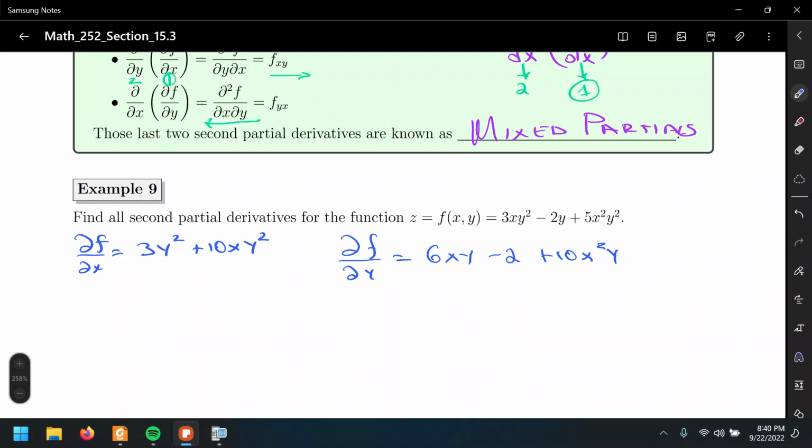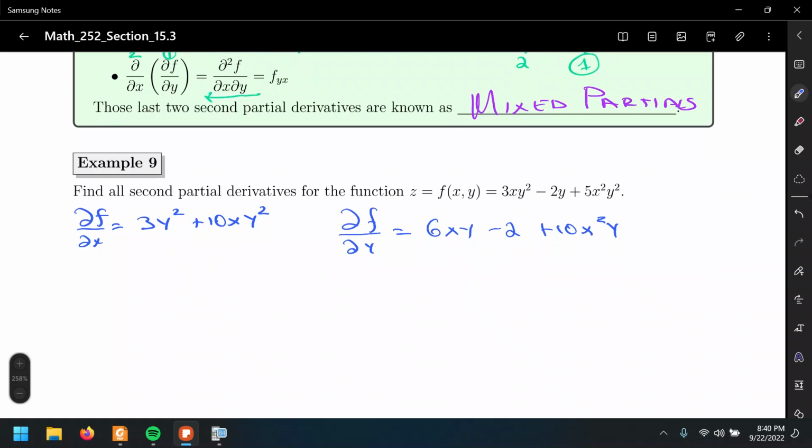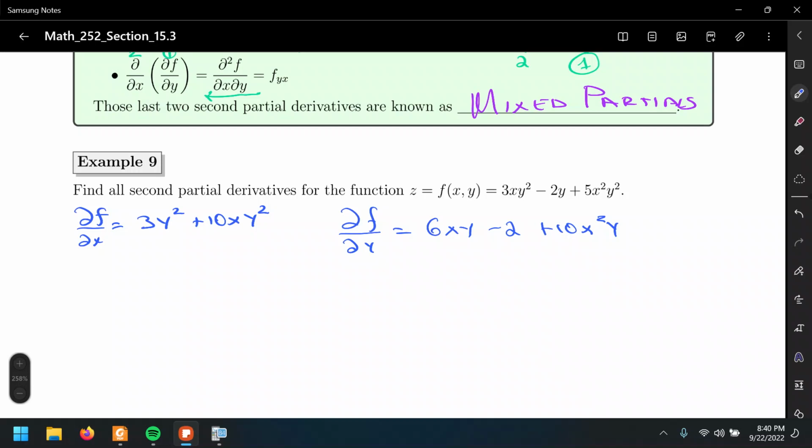Okay, so let's have a look at the second partial differentiation. So this is what we're going to do. We are going to take the derivative with respect to x of the already differentiated function with respect to x. So that is, we're going to do the second partial of f with respect to x twice.